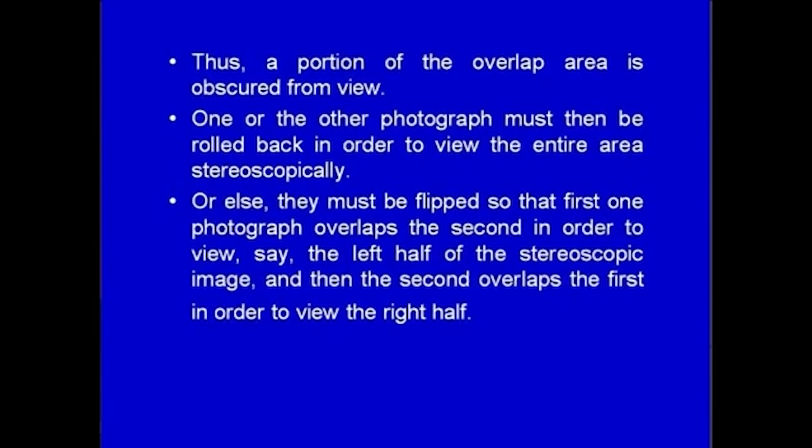Thus, a portion of the overlap area is obscured from the view. One or the other photograph must then be rolled back in order to view the entire area stereoscopically, or else they must be flipped so that first one photograph overlaps the second in order to view, say, the left half of the stereoscopic image, and then the second overlaps the first in order to view the right half.